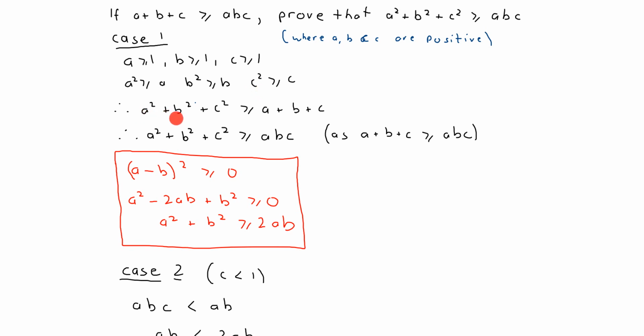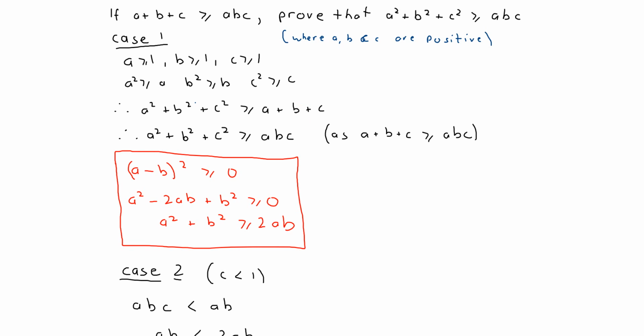So if I add all of these together, A squared plus B squared plus C squared must be bigger than A plus B plus C, because each of the terms on the left is bigger than each of the terms on the right. But because I know from my assumption A plus B plus C is greater than or equal to ABC, then if A, B and C are greater than or equal to 1, A squared plus B squared plus C squared must also be bigger than ABC, because A plus B plus C is bigger than ABC, and A squared plus B squared plus C squared is bigger than A plus B plus C.